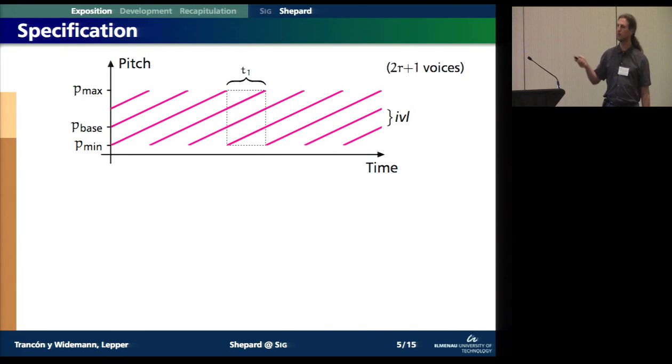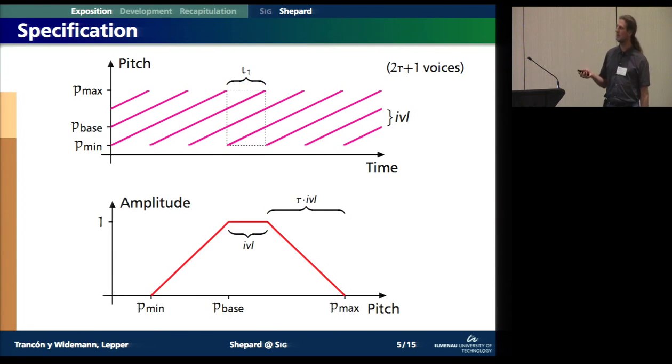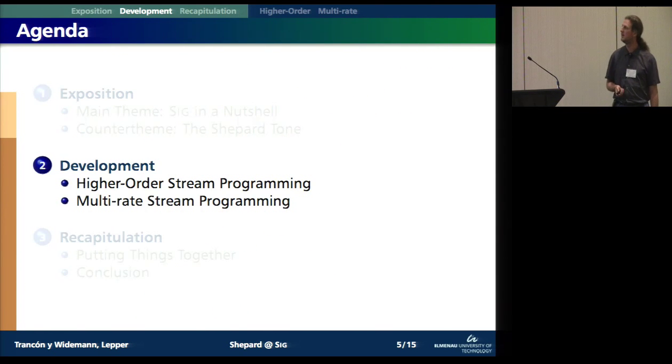And finally, to make the illusion, these events where voices are switched on and off are made imperceptible by fading each voice in as it starts at the bottom, and then having some maximum volume in the middle, and then fading it out towards the upper end of the pitch range.